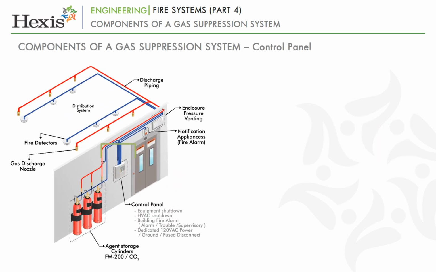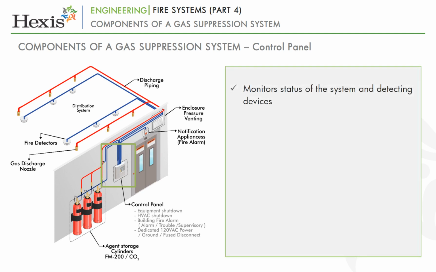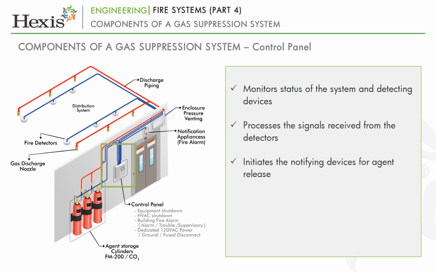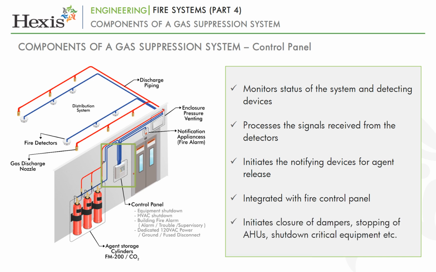Lastly, let's look at the control panel. The control panel is the one which monitors the status of the system and the detecting devices. It processes the signals received from the detectors and also initiates the notifying devices as well as the release of the agent. In addition, it may also be integrated with the building fire control panel and either jointly or independently initiate the closure of dampers, stopping of AHUs, shut down of critical equipment, etc.